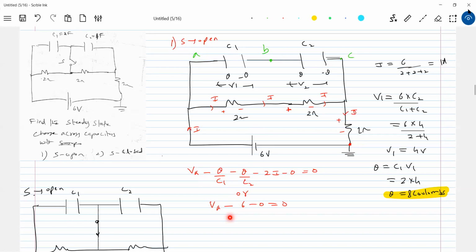Sir, in the first equation, in the loop equation, you forgot to write... VA will be 6 volts, sir. Correct or no? So if I write the loop equation, VA minus Q by C1 minus Q by C2 minus I into 2 equals 0. Finish over. I don't know what I forgot here.